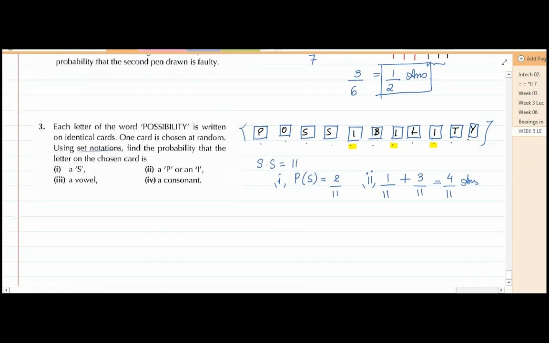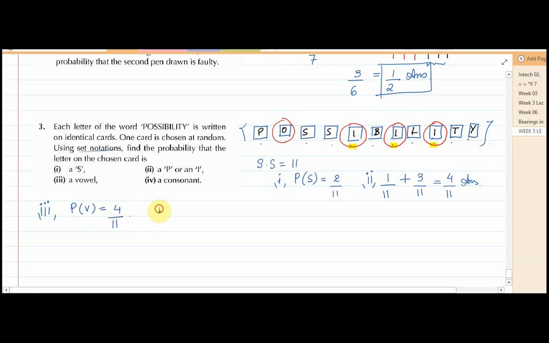After that, in part 3, it says a vowel. Now how many vowels we have here? I am going to circle them with the red pen. O is a vowel, I is a vowel, I is a vowel, I is a vowel. So how many vowels we have? We have 4 vowels. So the possibility of a vowel is 4 divided by 11, right?